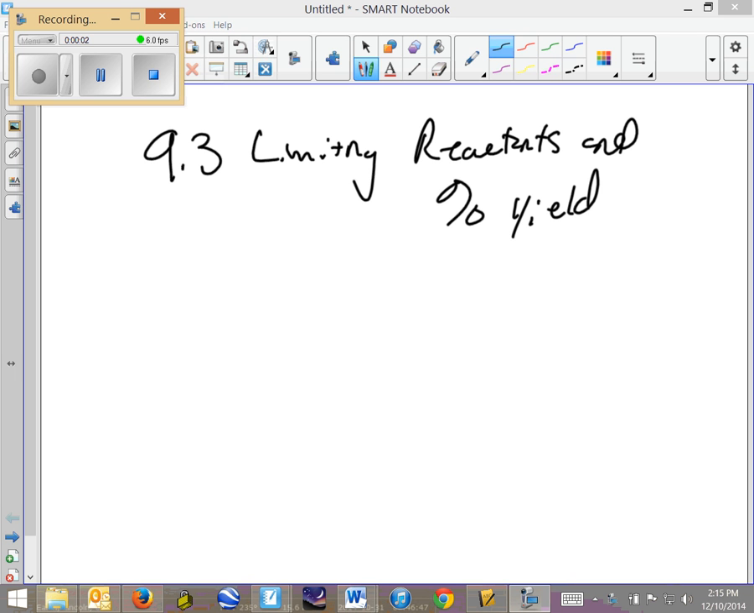Okay, folks, we're going to finish up Chapter 9 here today. This is 9.3, Limiting Reactants and Percent Yields. Today, we're going to look at a possible mixture of equations.